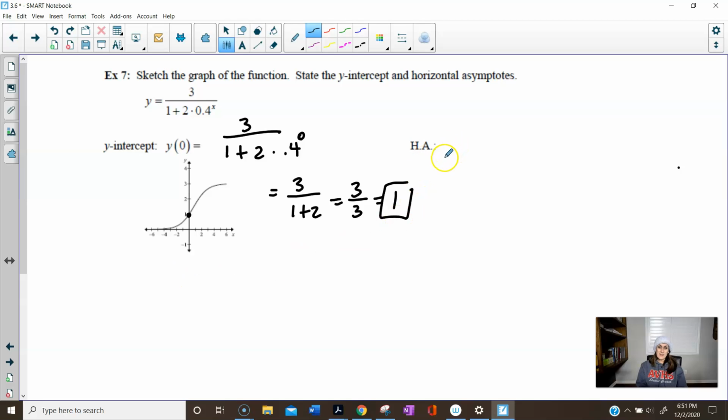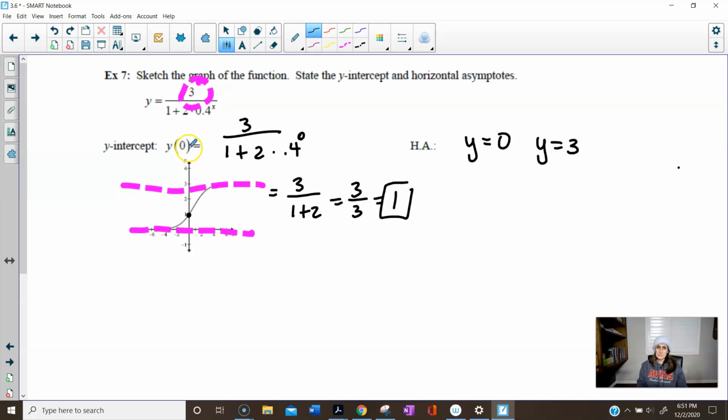So the y-intercept is 1. Looking at the horizontal asymptotes, the horizontal asymptotes are y equals 0. That's this asymptote here at the bottom. The asymptote at the top is always your ceiling. So the asymptote at the top is y equals 3. And those are your horizontal asymptotes.